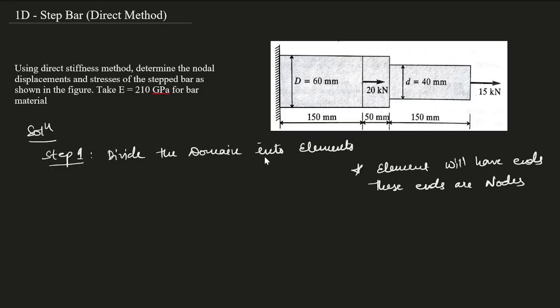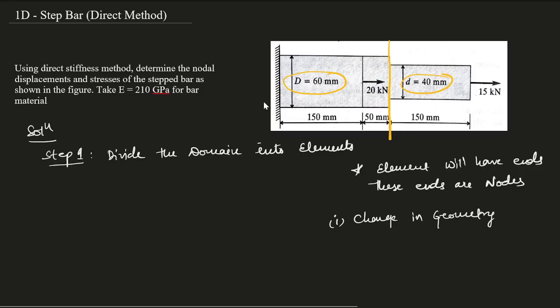There are rules to divide the domain into elements. What are the rules? The first rule states that whenever we have a change in shape or geometry, we have to divide the domain into elements. If you see, we have a diameter 60 and a diameter 40. Here there is a change in shape, so we are going to divide this into an element.